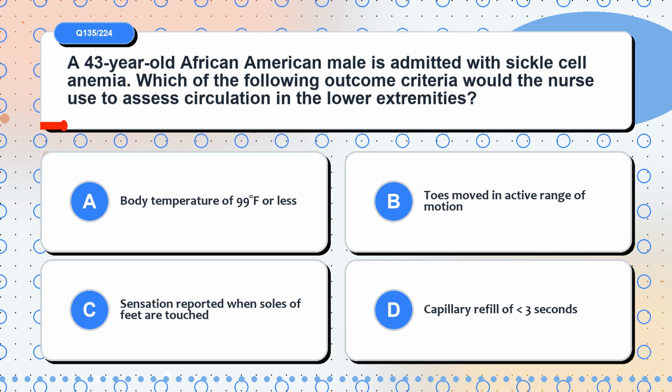Question 135. A 43-year-old African American male is admitted with sickle cell anemia. Which of the following outcome criteria would the nurse use to assess circulation in the lower extremities? Here are the options. Option A. Body temperature of 99 degrees F or less. Option B. Toes moved in active range of motion. Option C. Sensation reported when soles of feet are touched. Option D. Capillary refill of 3 seconds.